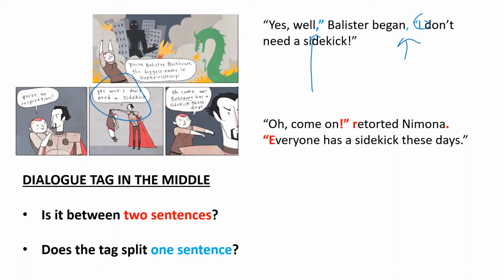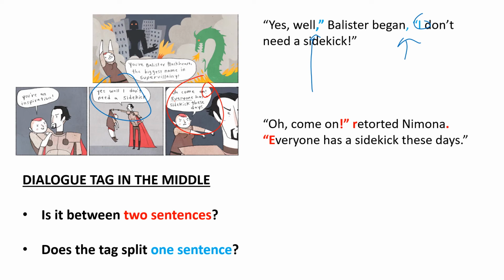And moving on. "Oh, come on," retorted Nimona. "Everyone has a sidekick these days." In the panel, right here, Nimona has two different sentences. We can see that the letter E in everyone is capitalized, and there's an exclamation point after "come on." So I've replicated that here in the written text.